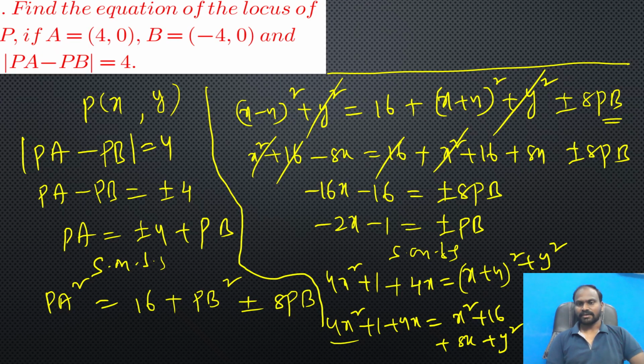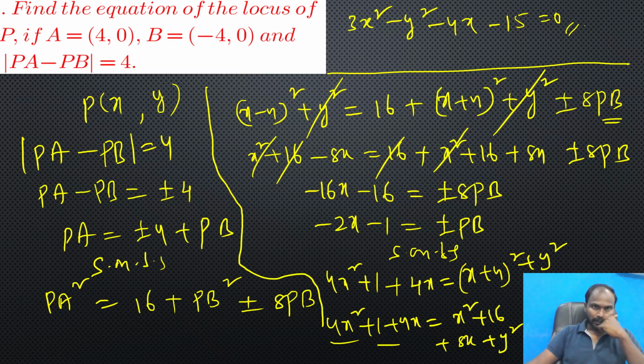So 4x square minus x square will give you 3x square. Next, minus y square. Next, 4x minus 8x, so minus 4x. 1 minus 16, which is minus 15, equals 0. Okay students, this is how we can find it.